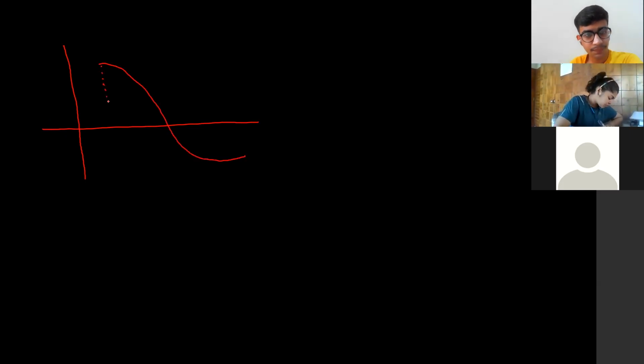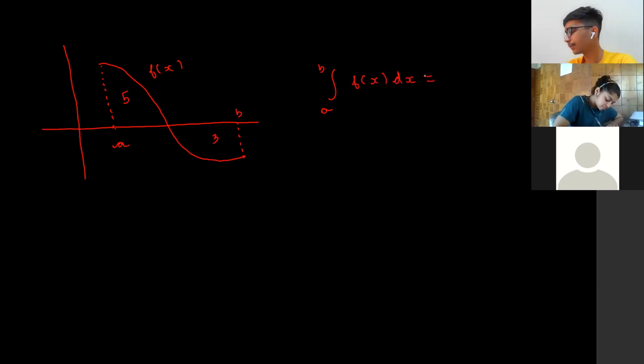Now let's say you have the graph of f(x), which looks like this. This is f(x). This is a. This is b. So if this area is 5 and this area is 3, then what will be the area from a to b, the integral of f(x) dx? What will be this area? 2, exactly. So we take the area with sign. This particular integral will take the area with sign. So this will be 5 minus 3, which is equal to 2.